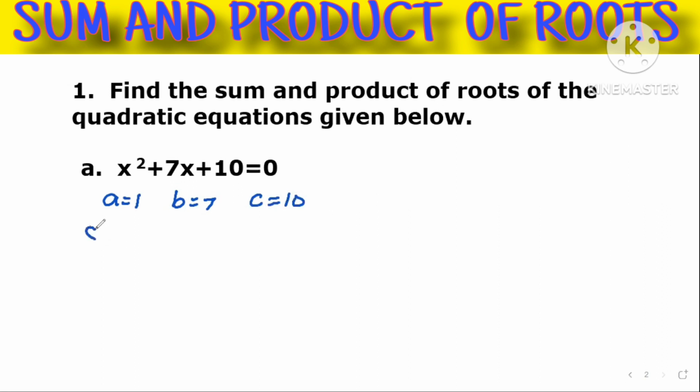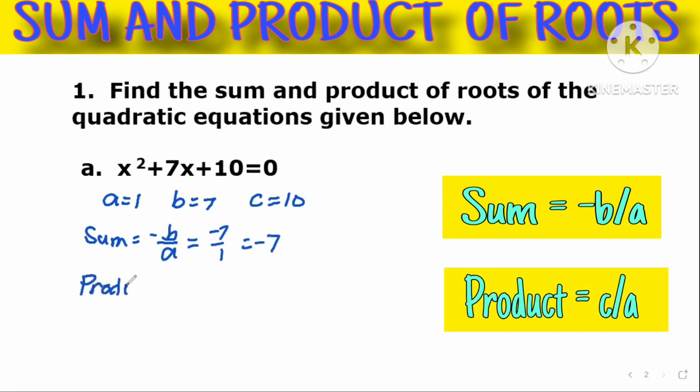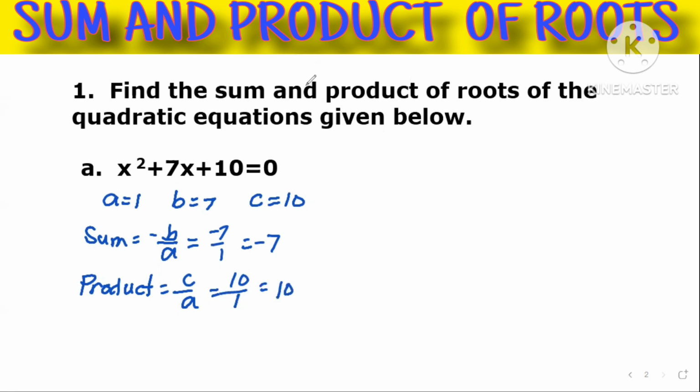Now, to get the sum, we have the formula negative b over a. So, since b is equal to 7 and a is equal to 1, the sum is equal to negative 7 over 1 or negative 7. And to get the product, the formula is c over a. So, since c is equal to 10 and a is equal to 1, then the product is equal to 10 over 1 or 10. Now, to check whether our solutions are correct, let's try to solve the quadratic equation.